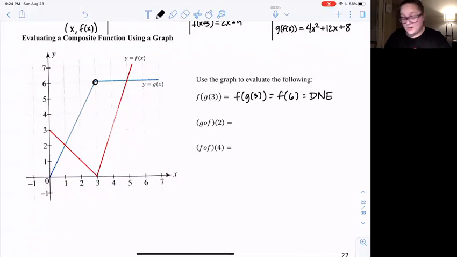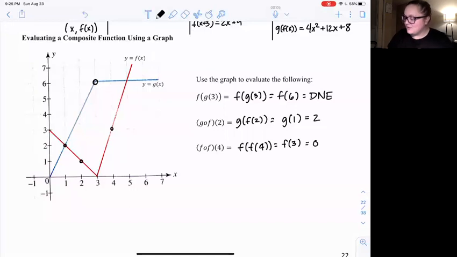Now, let's try this other one. g of f of 2. So this is equal to g of f of 2 like that. So why don't you go ahead and try these next two problems on your own. Before I let you go, let's make sure we understand that this next example is going to be written like this. So go ahead, pause the video, and meet me back here. We will go over these last two examples.